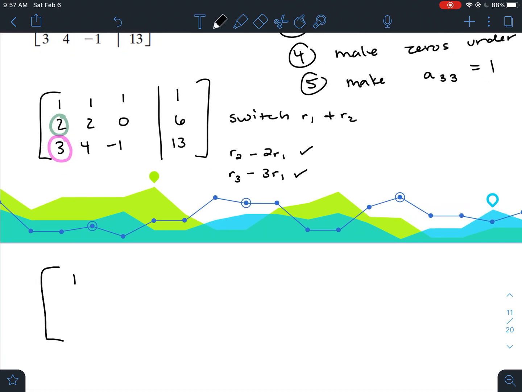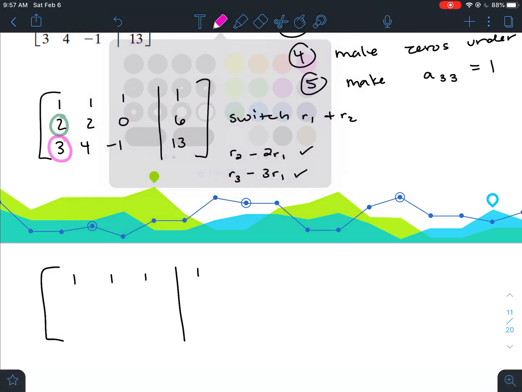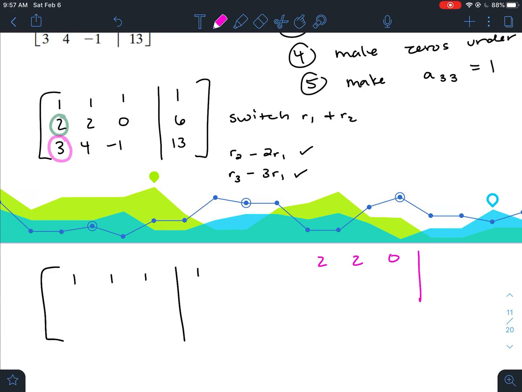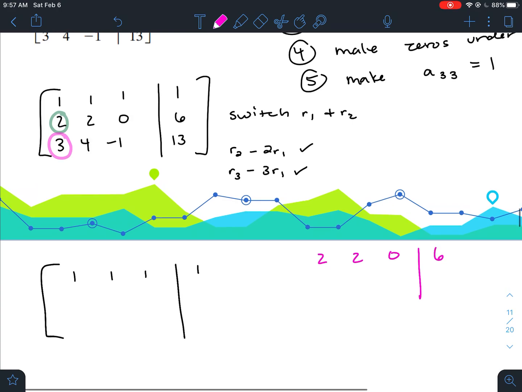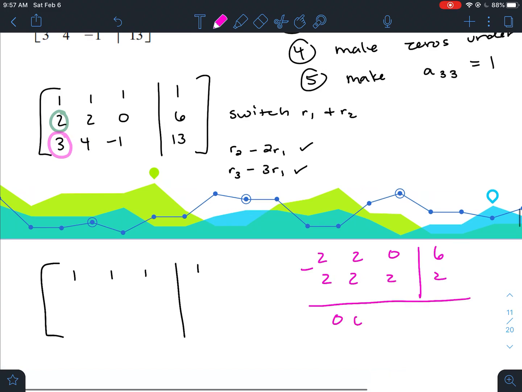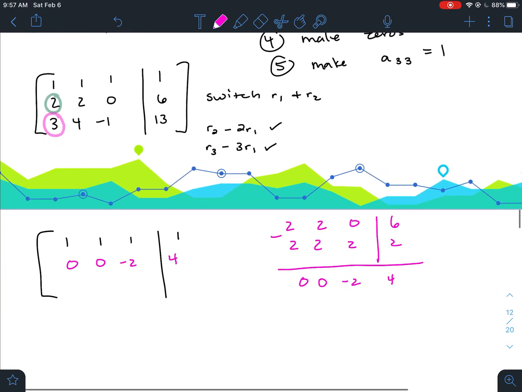So I'm going to do that. My first row is going to stay 1, 1, 1, and 1. And now I'm going to take row 2, and I'm going to subtract 2 times row 1 from it. Well, row 2 is 2, 2, 0, and 6. And then 2 times row 1 would be 2, 2, 2, and 2. And then I'm going to subtract those. If I subtract those, I get 0, 0, negative 2, and 4. So row 2 is going to become 0, 0, negative 2, and positive 4. And now notice I've got 0 underneath that column, which is what I want.